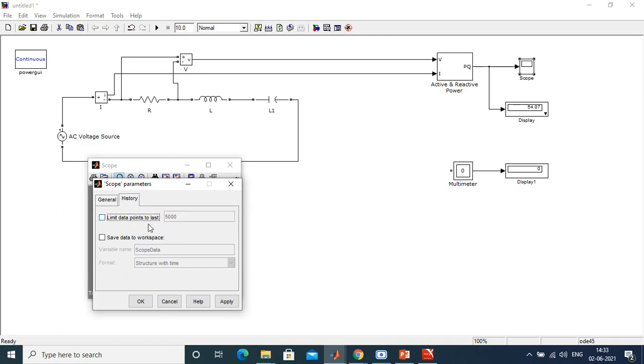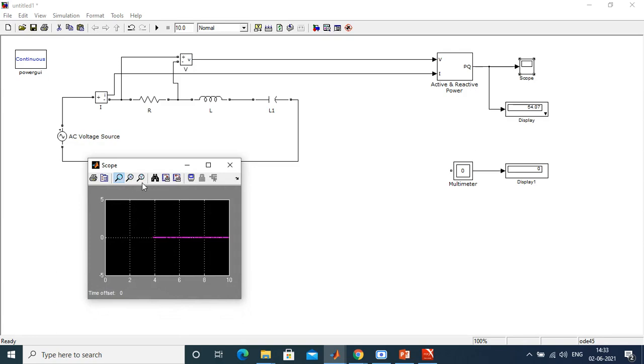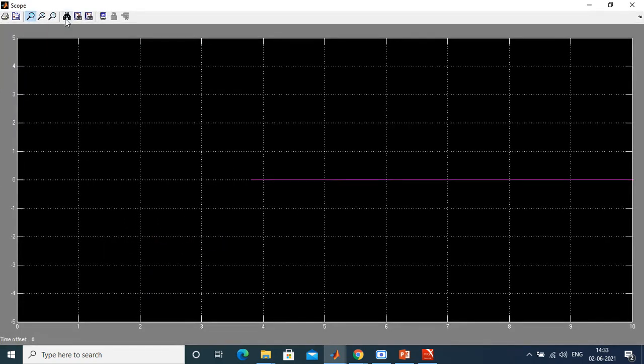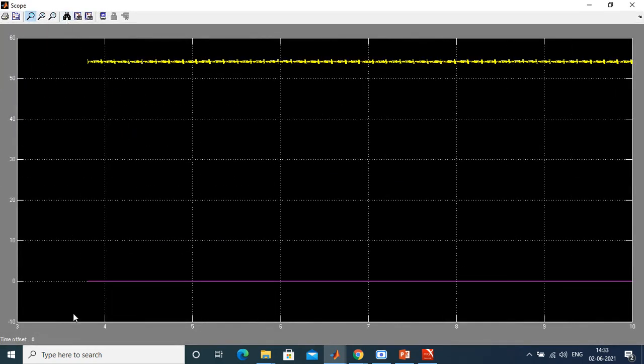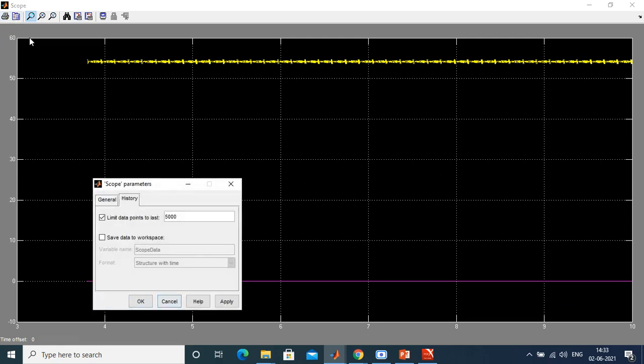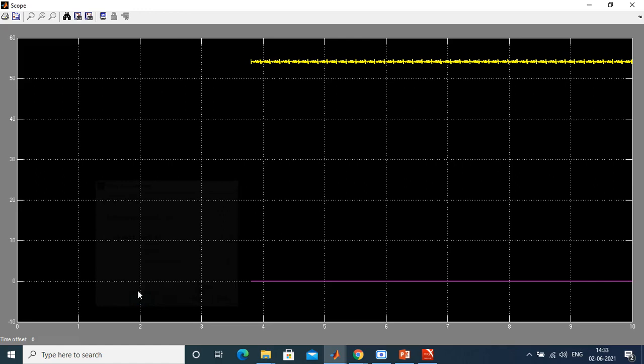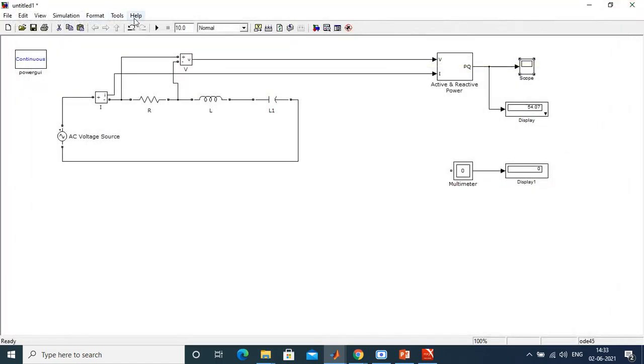Now here I will limit data points. See here the waveform. The one thing I want to discuss here is that the waveform does not start from 0. They have taken only from 3 point something seconds to 10. Okay, only the last 5000 points are displayed. See here, limit data points to last 5000. So that's why these are the last 5000. You have to disable this option, apply, okay. Again you run the same circuit.